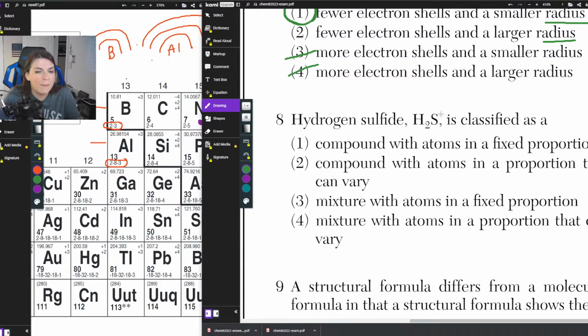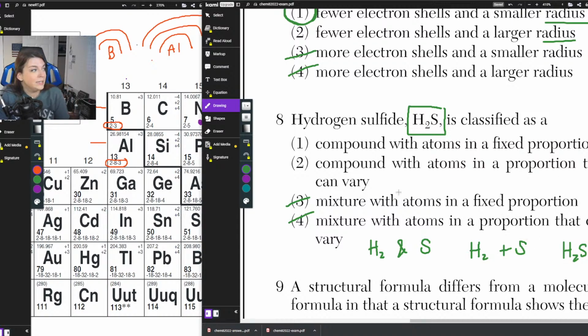The reason I know it's a compound is because the H and the S are smushed together. There's no space between those elements. So it is not a mixture. Mixtures are going to have, like, it would be hydrogen and sulfur. Or it would be hydrogen 2 plus sulfur. Or it would be something like H2S aqueous. That could be a mixture because it would be mixed with water. Just it on its own is going to be a compound.